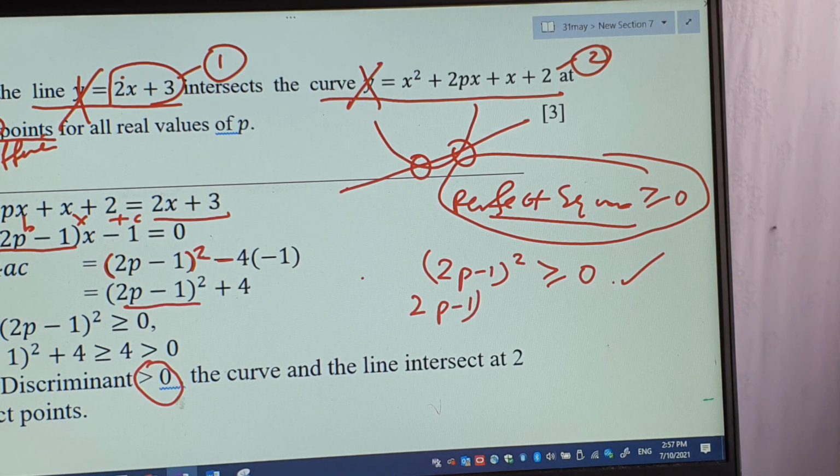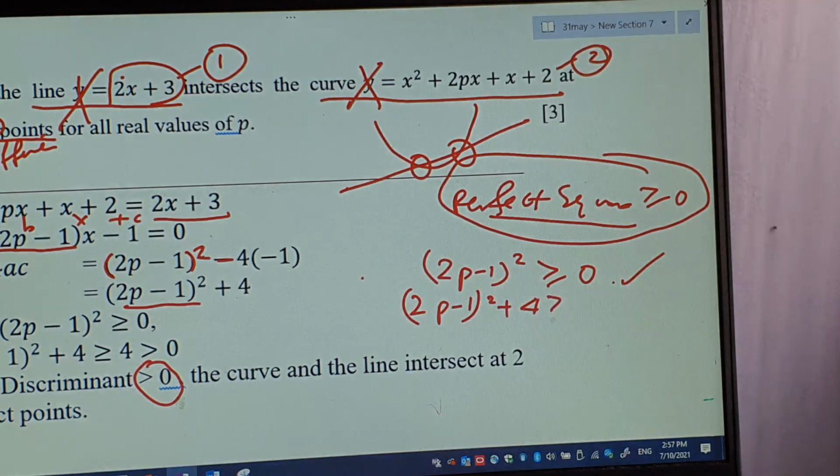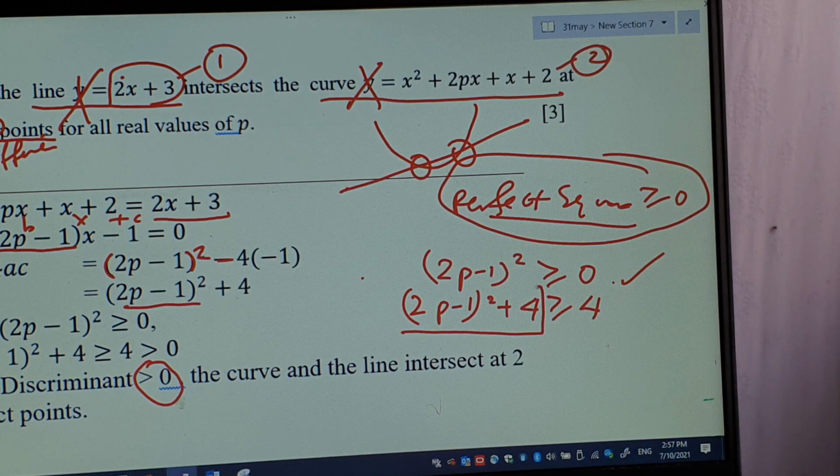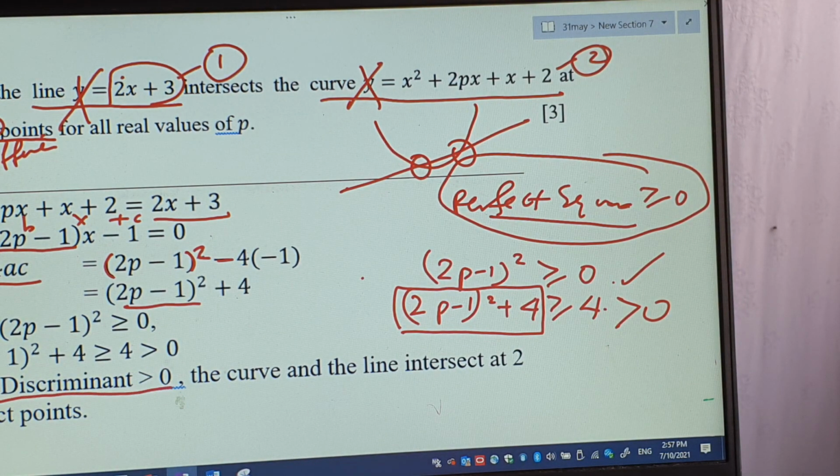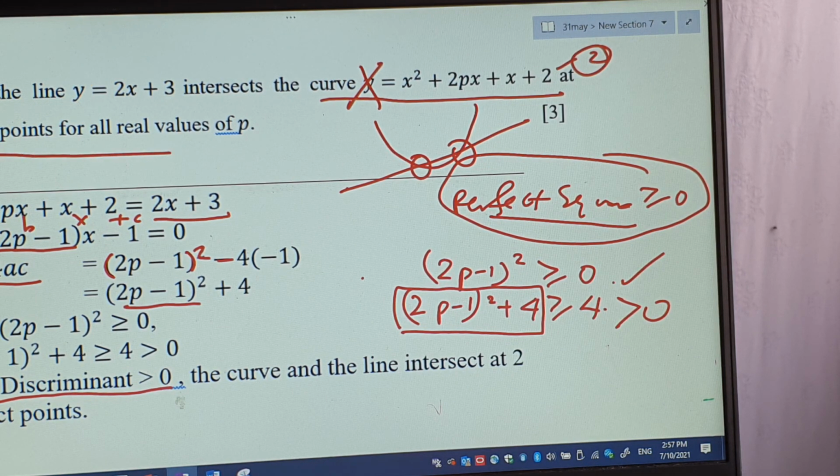So the next step, you just plus 4 on both sides of the inequality. Now, isn't this the discriminant b squared minus 4ac? And isn't it greater or equal to 4? Now, the smallest number you can have is 4, meaning that you are greater than 0. That's why I put here, greater than 0. Then you must conclude, since discriminant greater than 0, they want you to show this. They want you to show 2 distinct points. Then you just say, finish. So that's how you do it. Okay? We'll stop here.